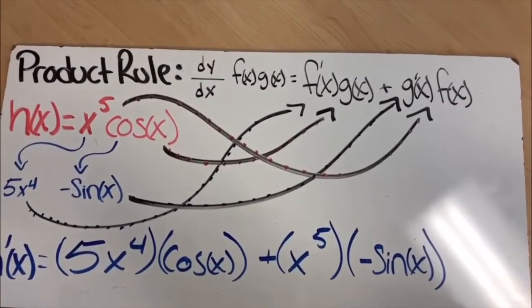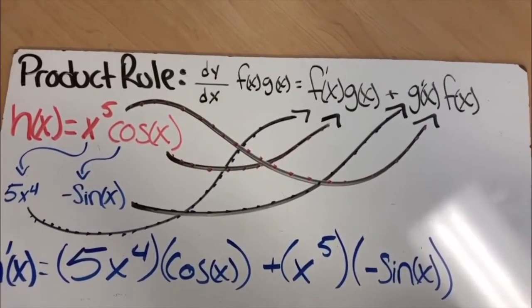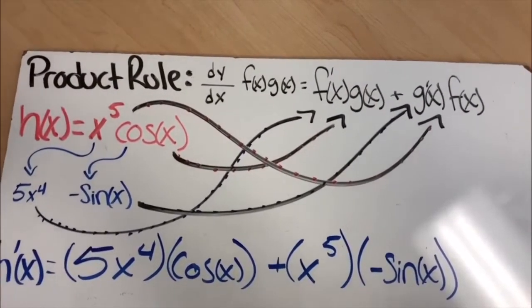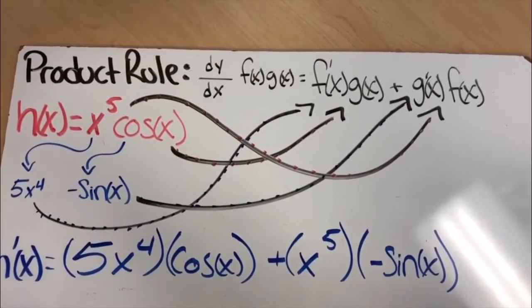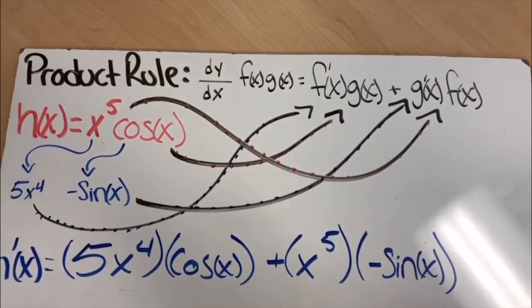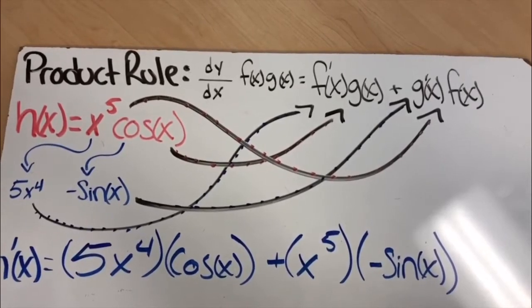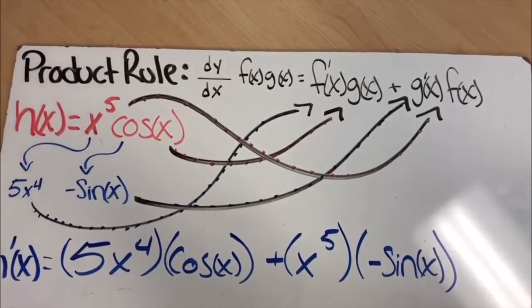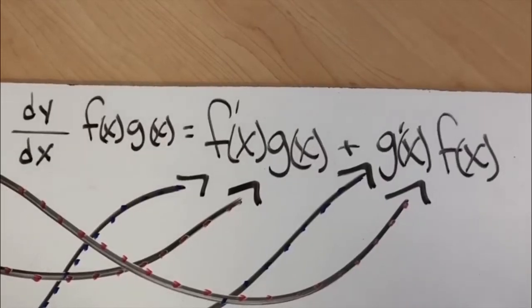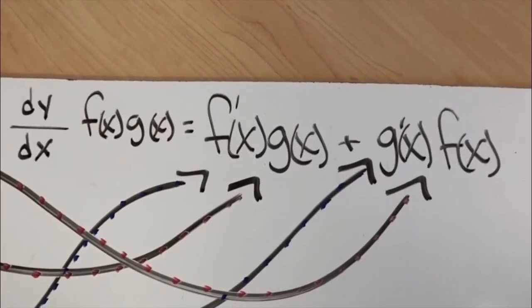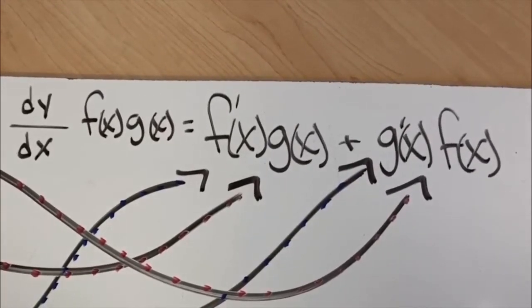Okay, so the product rule is basically as follows. With the example that we were given, which was the derivative of f of x times g of x, that would be equal to the derivative of f of x times g of x plus the derivative of g of x times f of x.